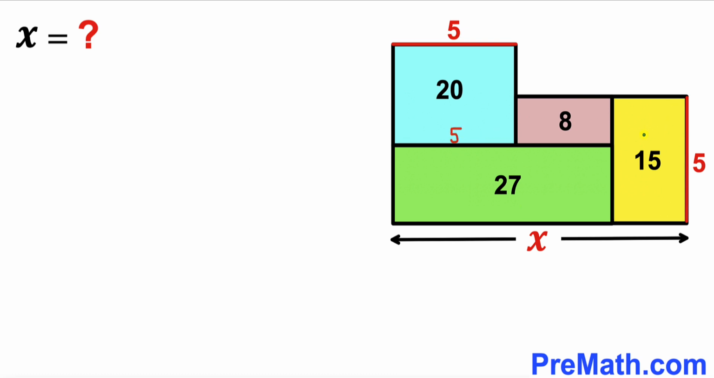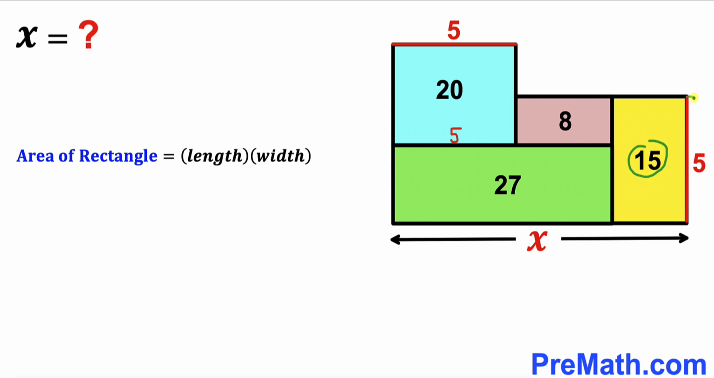And now let's focus on this yellow rectangle. And now let's recall the area of rectangle formula. Area equals length times width. And in our case, the area of this yellow rectangle is 15 and this side length is 5. So therefore, this side length of this yellow rectangle is going to be 3 units, since 3 times 5 is going to give us 15.